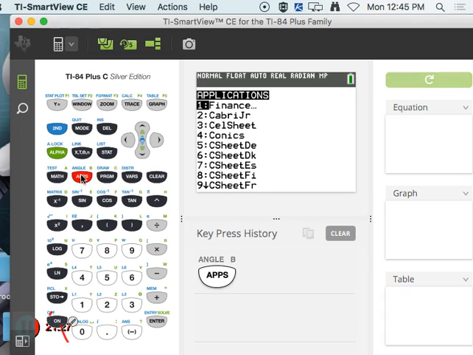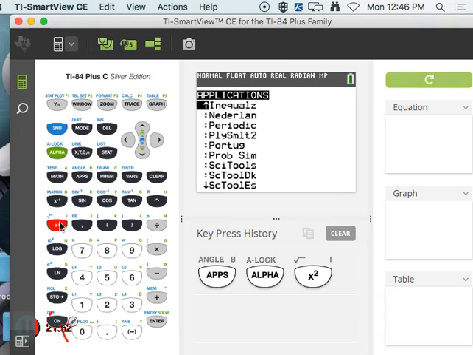Now, I have lots of them. Some of you only have finance. And if you have a newer color calculator, that's because it doesn't come standard with those calculators. You have to download it. But it's very easy. All you do is Google Texas Instruments, choose your calculator, download apps. N equals is what we're looking for. So scroll down until you see N equals. And that's the one we want to turn on.